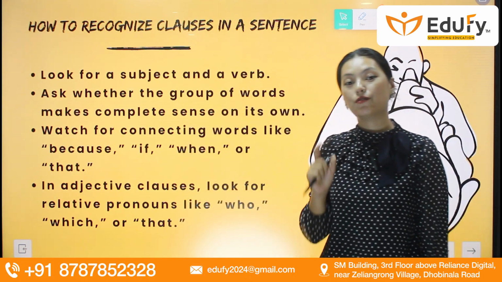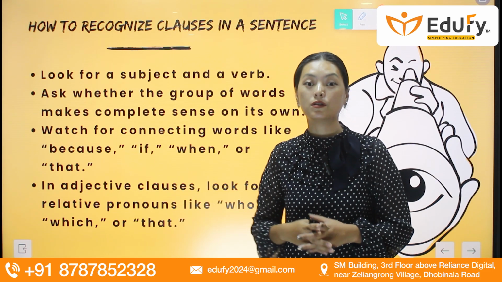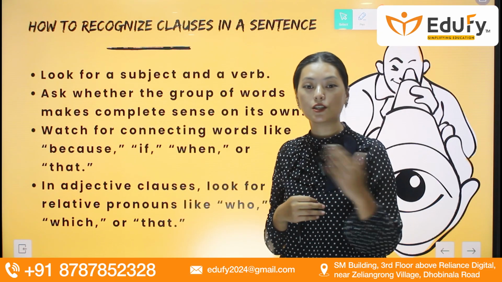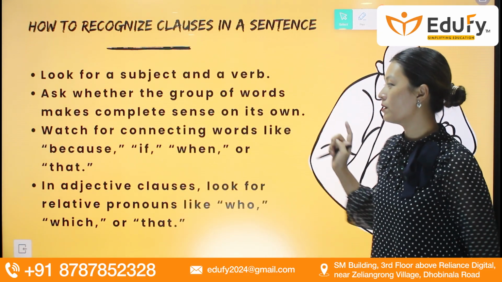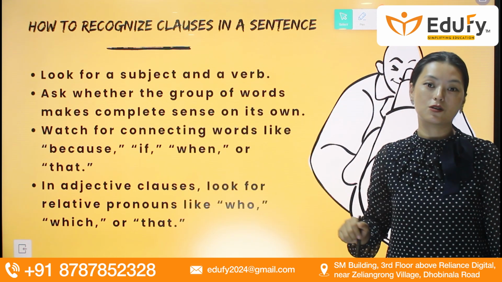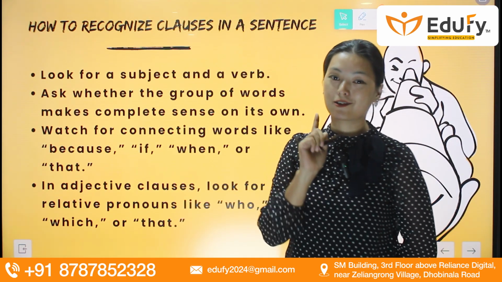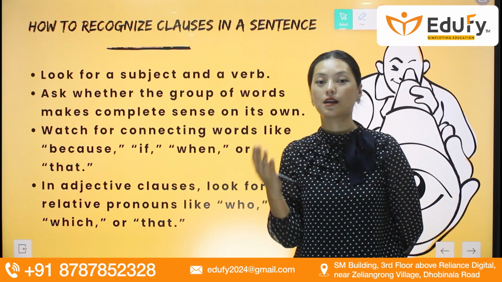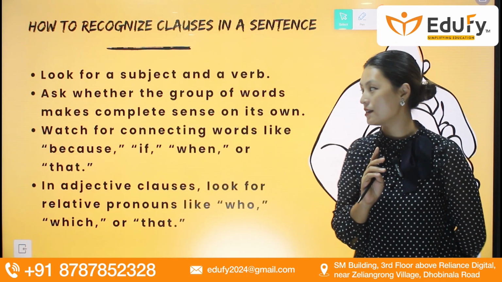So if you identify the two parts within the complete sentence, you will understand what it performs. Whether it's performing the function of a noun, an adjective, or an adverb, you will be able to identify it through that very combination. Ask whether the group of words makes complete sense on its own. So it's very important when you read a sentence that you ask questions: why, how, when, where. When you ask these questions, the answers will be apparent to you as to what it is in the sentence.